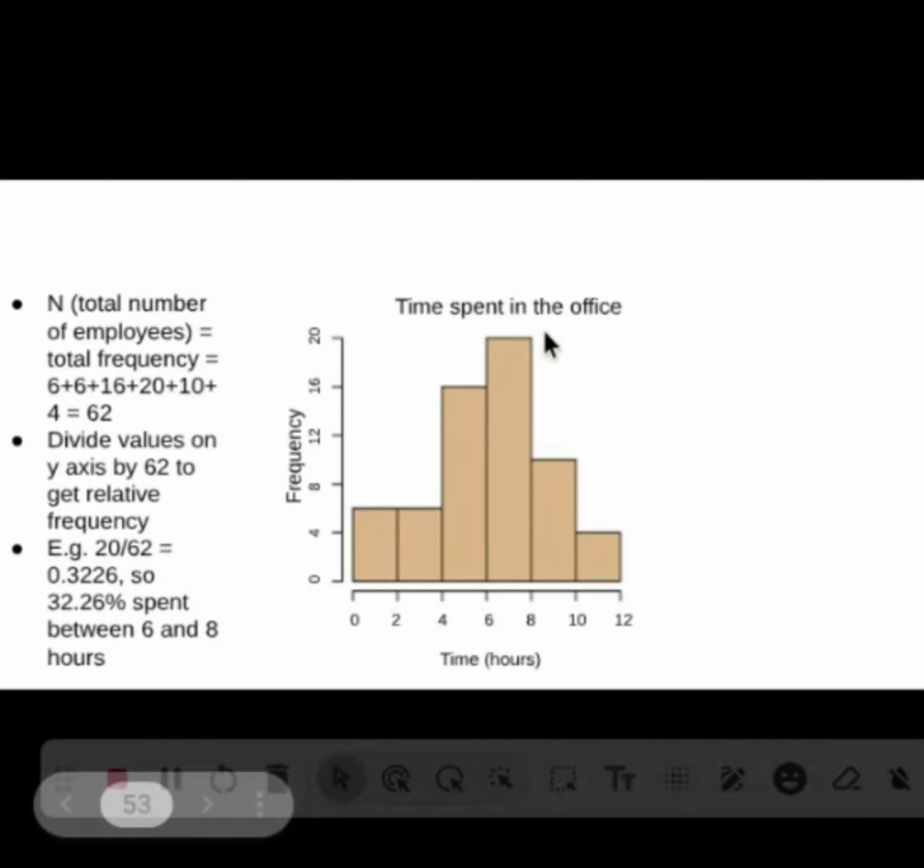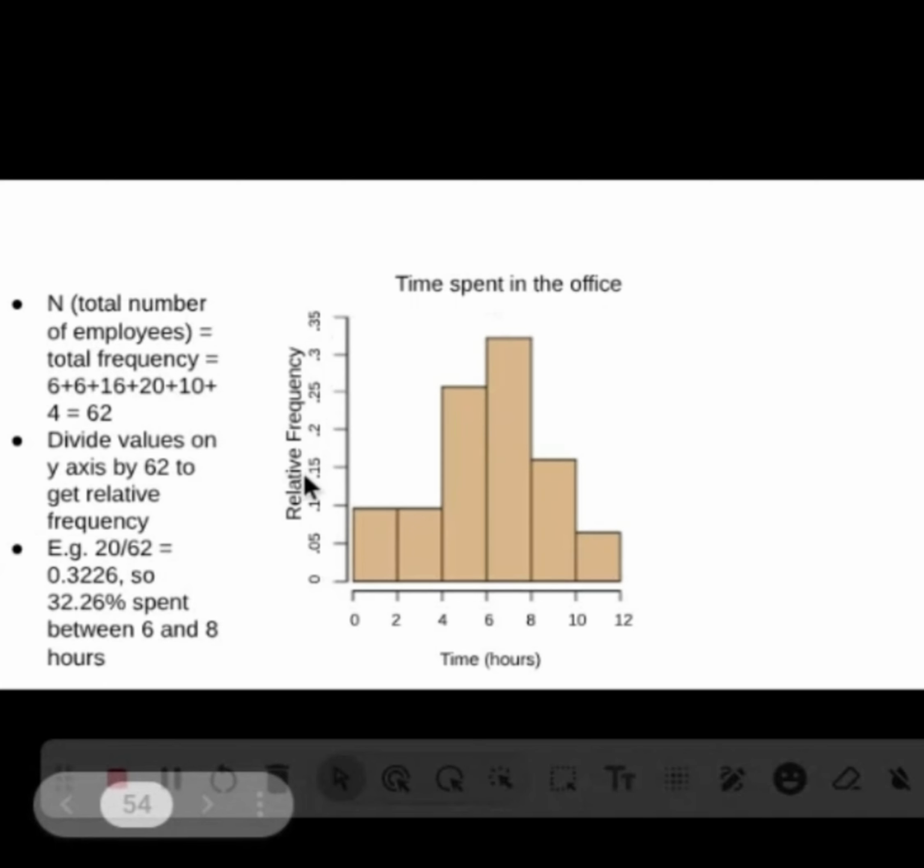For example, 20 over 62 is 0.3226. So 32.26% of employees spent between 6 and 8 hours in the office. If you want to convert this histogram to relative frequency, you would divide all these values by 62, but you wouldn't just write these values like 0.3226 on the y-axis. You would adjust the tick marks to something like this. So this height is still 0.3226, but the values on the y-axis are 0.05, 0.1, all the way up to 0.35.